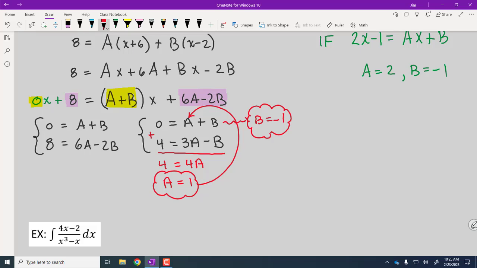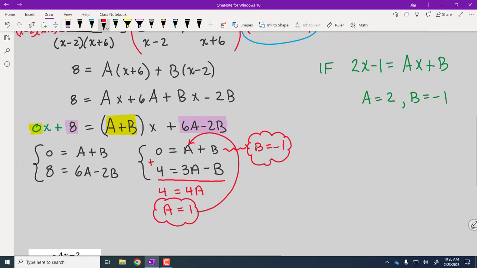If you're a bigger fan of substitution and you don't like elimination, top equation, solve it for a, plug it into the second equation, solve for b, back substitute, and get a. So you can use substitution or elimination. This one right here is easy. Solve for a or solve for b, plug it in here, you get the same answers. So substitution or elimination.